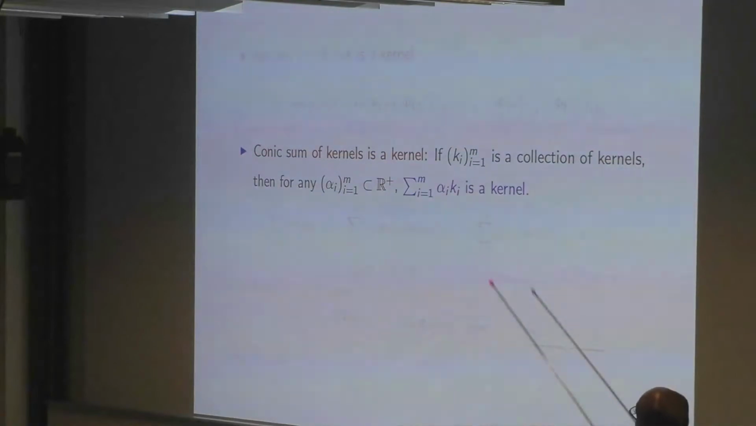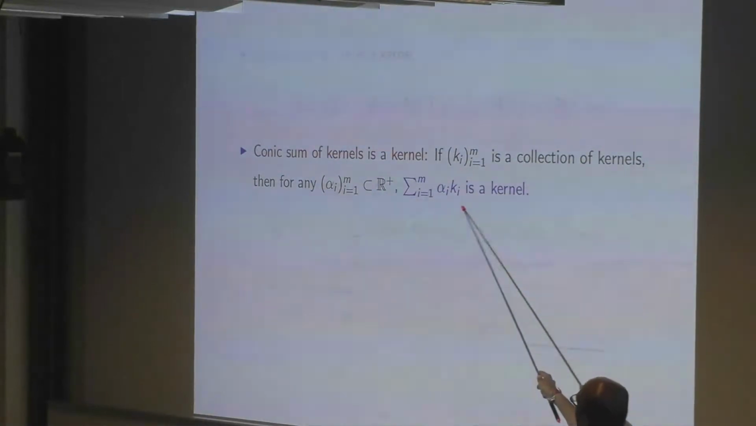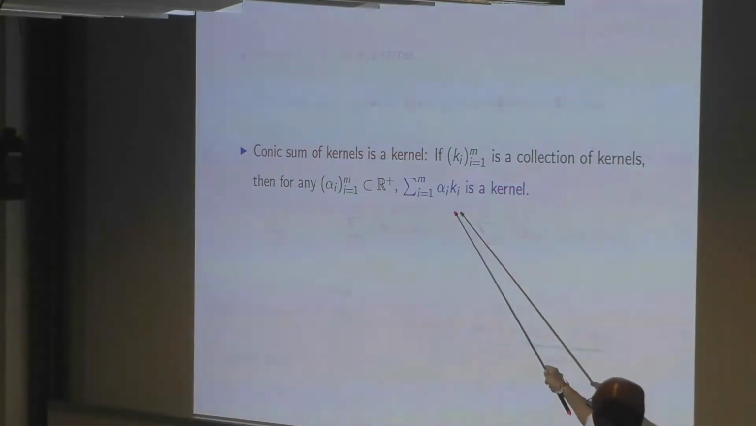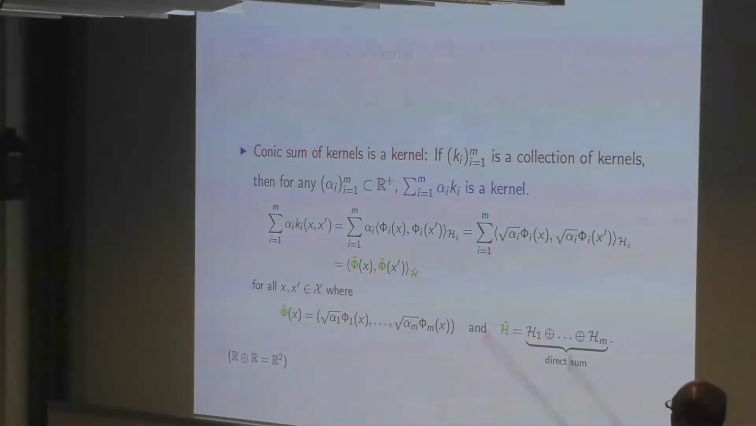So what is a conic sum? If I have a collection of kernels, then for any collection of positive numbers, the linear combination of the kernels is called a conic sum, and we are saying this conic sum is also a kernel. So this is easy to do. The only technical point here is this notation.